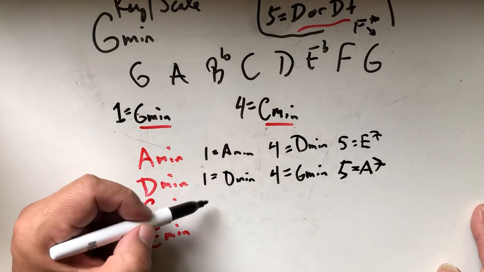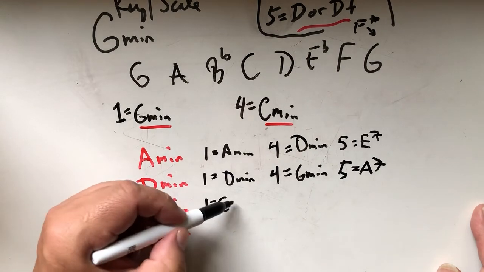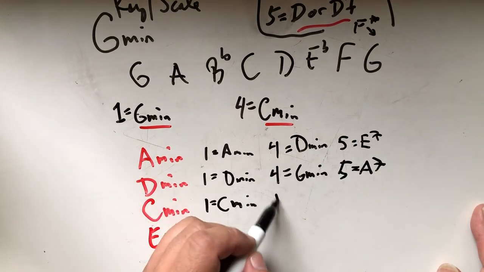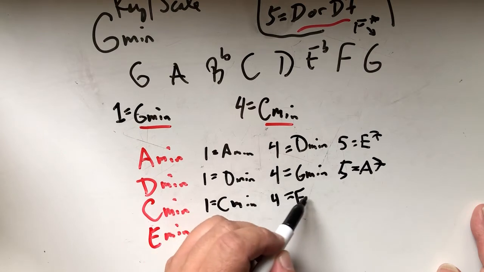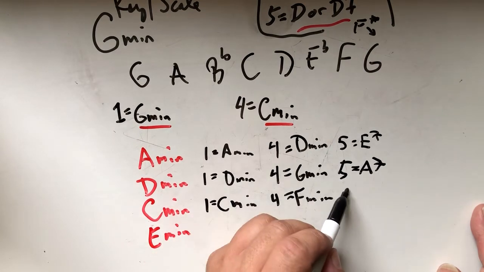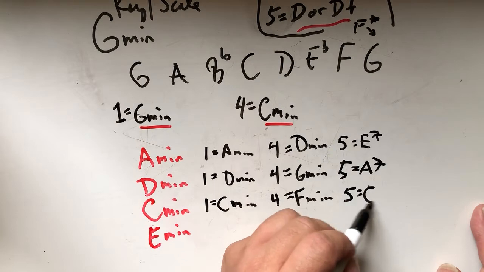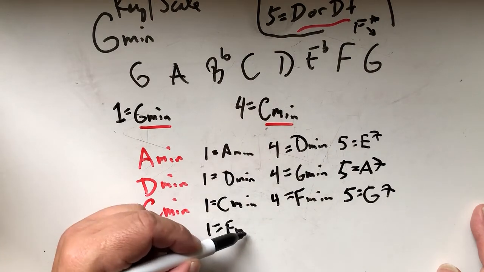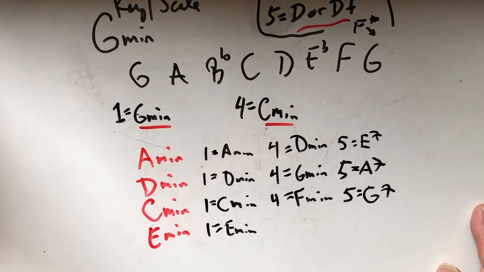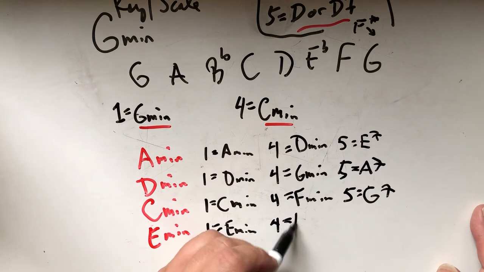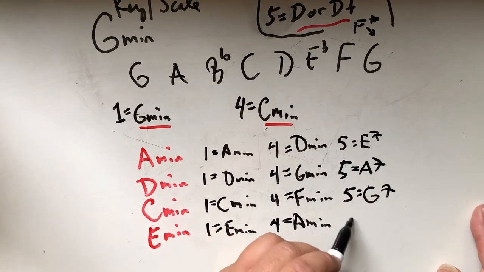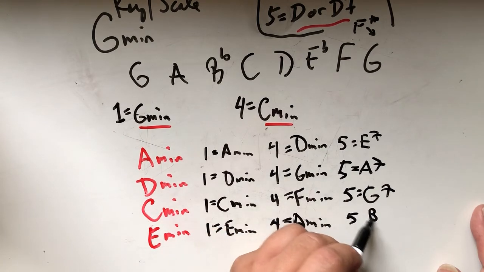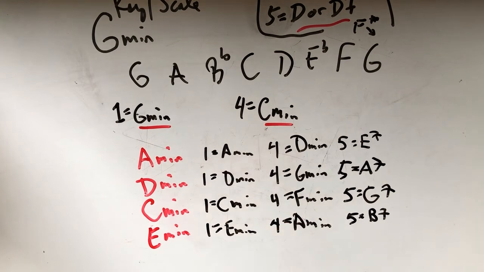Either one will work. In C minor, 1 will be C minor. My 4 will be F minor, and my 5 will be G7. E minor is going to be an E minor for my 1. My 4 will be, count up your scale, E, F sharp, G, A minor. And my 5 is going to be B7, all these chords we have learned recently.